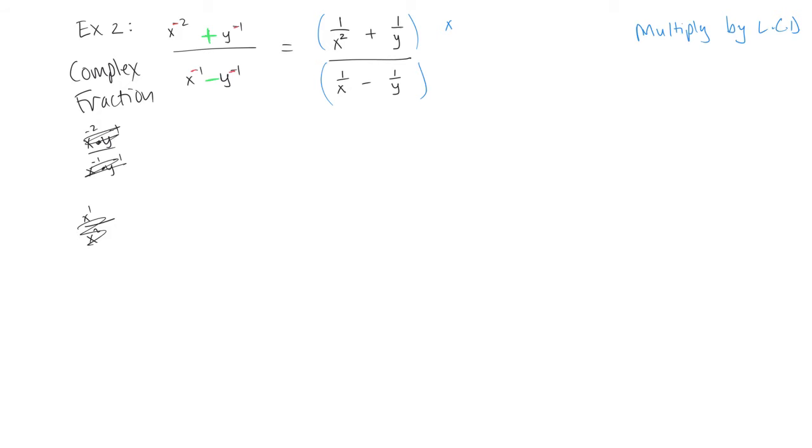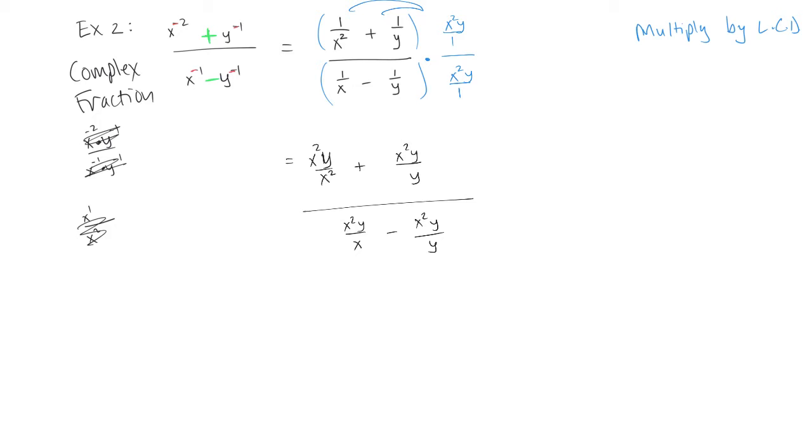So that LCD would be x squared y, and that's what I'm going to multiply by. Okay, and then those are actually over 1. Great, and now we'll go ahead and distribute. So we've got 1 over x squared times x squared y, and then plus x squared y times 1 over y, and x squared y times 1 over x, and x squared y over 1 over y.